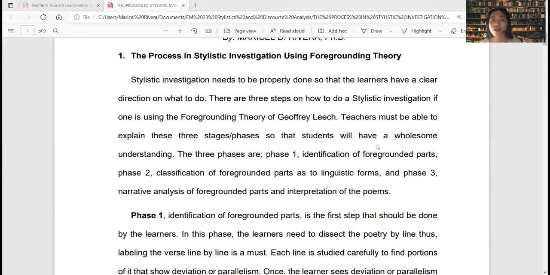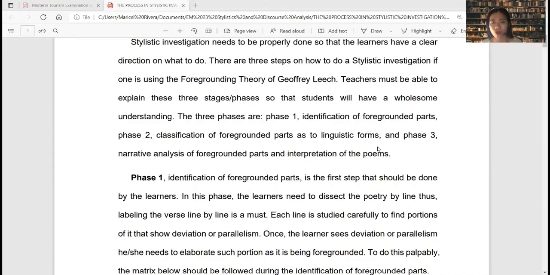Okay, and then if there's none, of course, you leave it blank because you haven't found any foregrounded element. Okay, so that's phase one. That's what I said. It's the first step that should be done by the learner. So we have to dissect here the poetry by line. So we have to label when we are going to create. We are going to make a matrix and then we will label it.